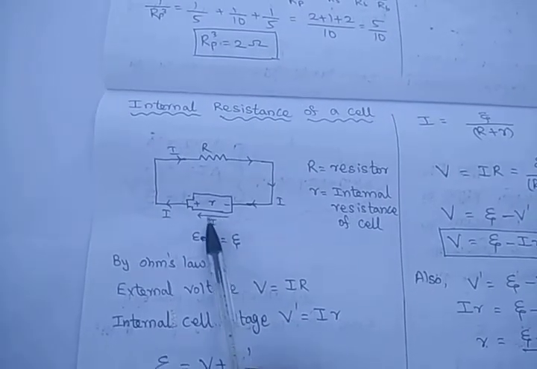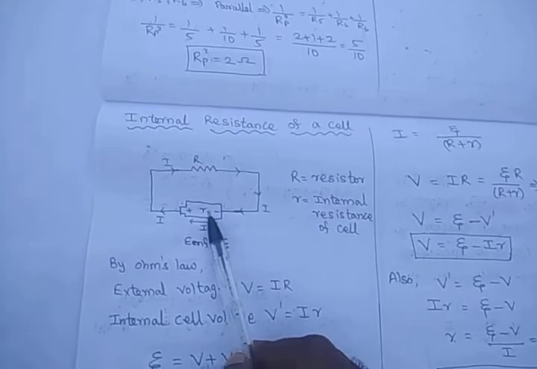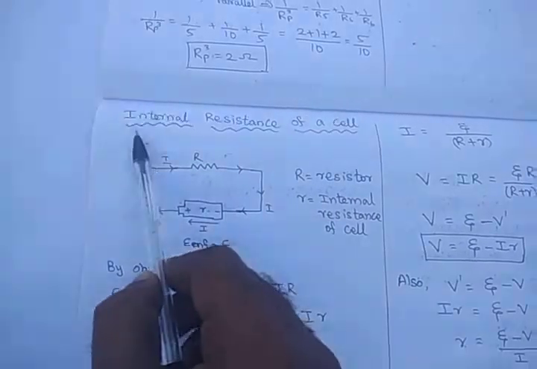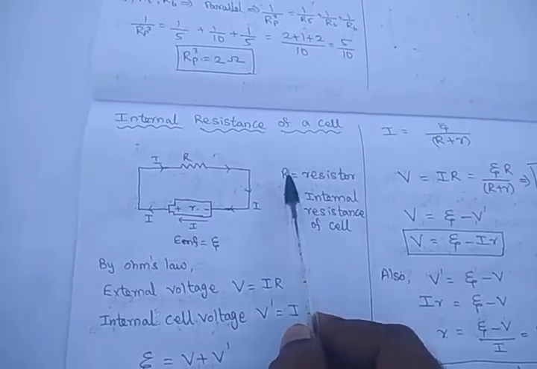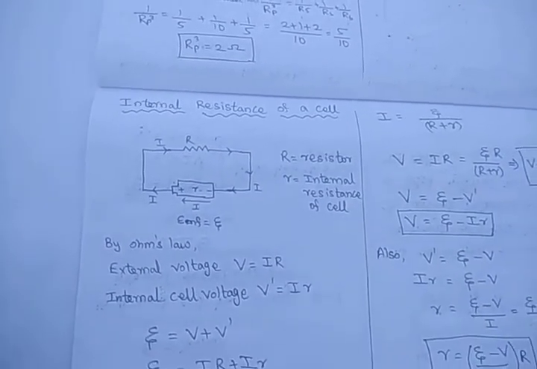So the current I passes through this cell, and the cell has some internal resistance. That internal resistance is represented as small r. That is what we are going to see. So capital R is the external resistor, and small r is the internal resistance of the cell.